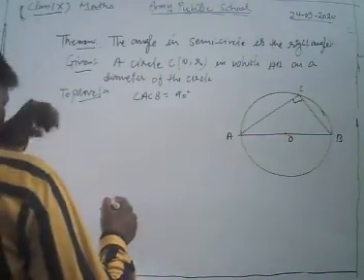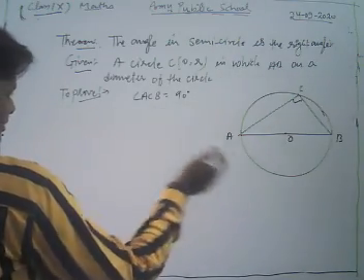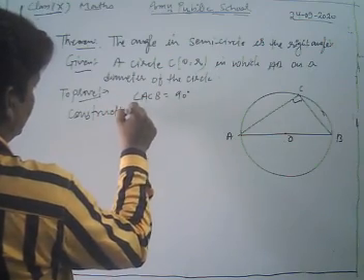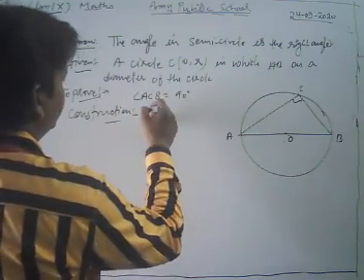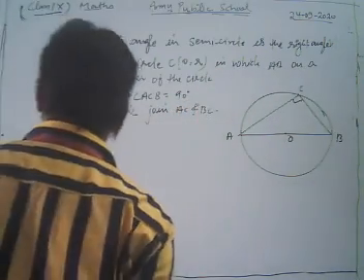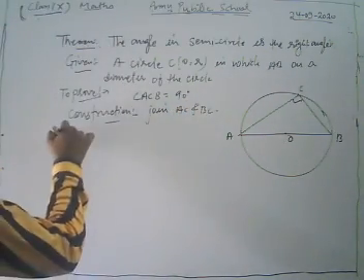Now we have to do any construction. Yes. In construction, we just write: join AC and BC. Join AC and BC. Write as it is. Now look at its proof.